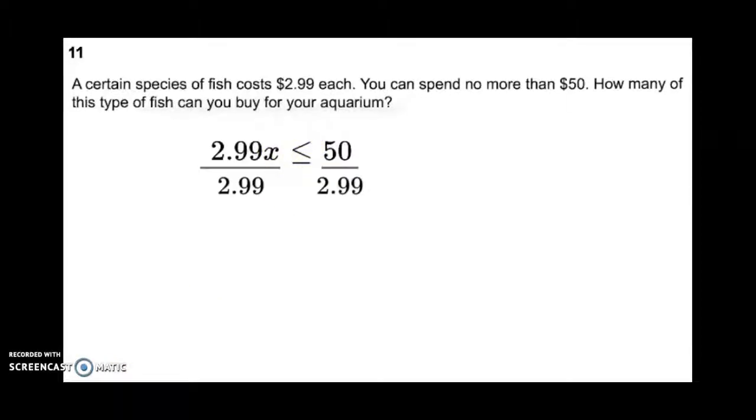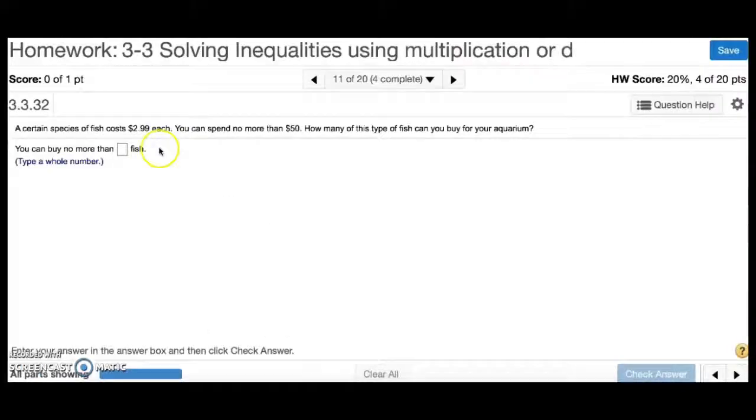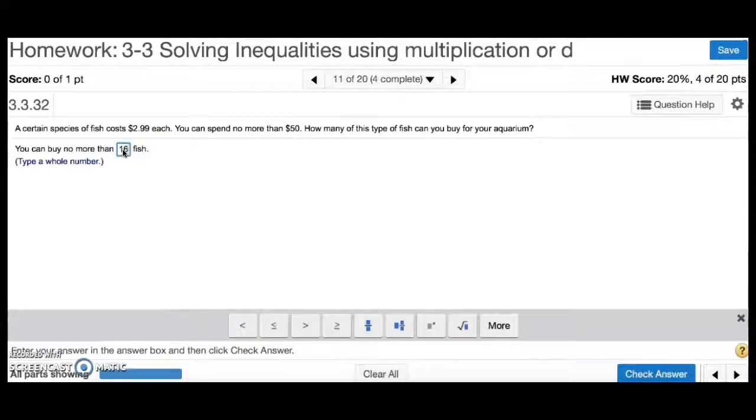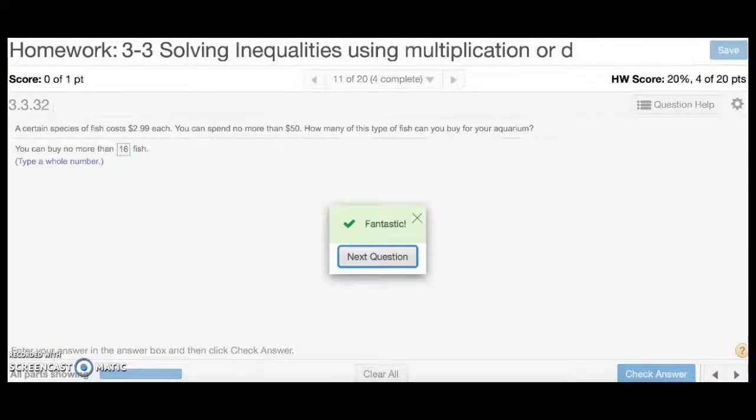I divide both sides by $2.99. Now I get a decimal of 16.7 about. Now what happens is I can't get a part of a fish, but if I go up to the next whole fish, which is 17, it means now I'm spending more than what I have. So I have to go down. So I have to round down to 16. So 16 fish is the most amount of fish I can buy of that type. So let's type that in. So we're going to type in 16. And that's number 11.